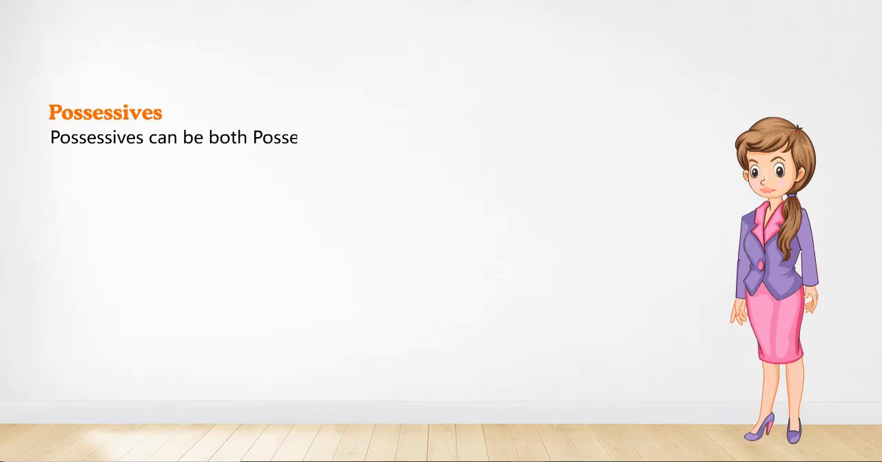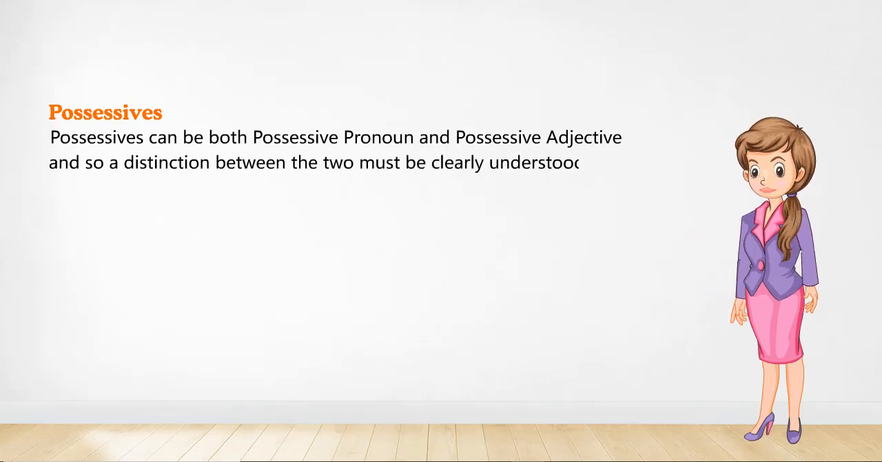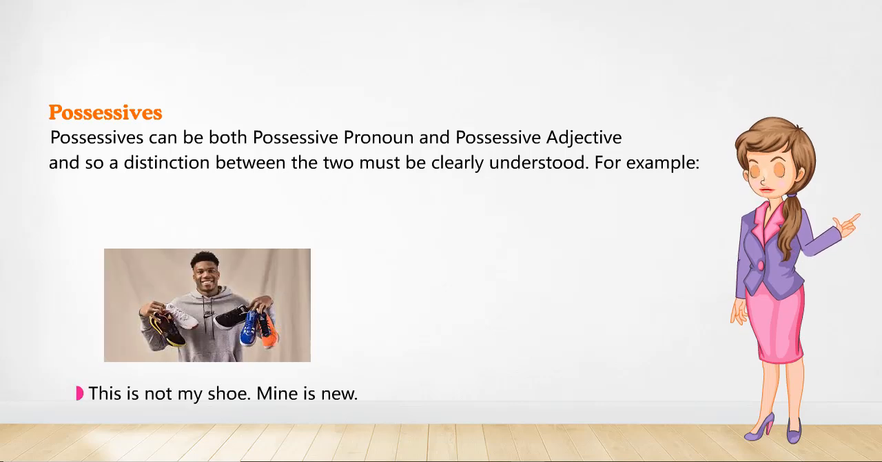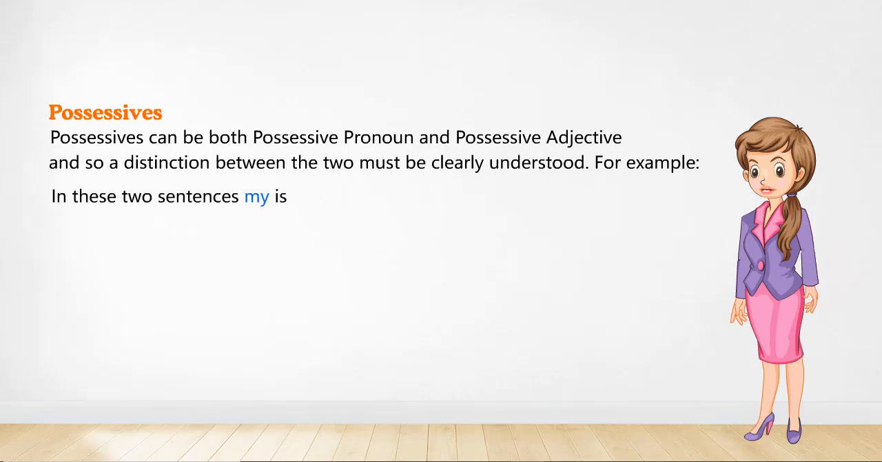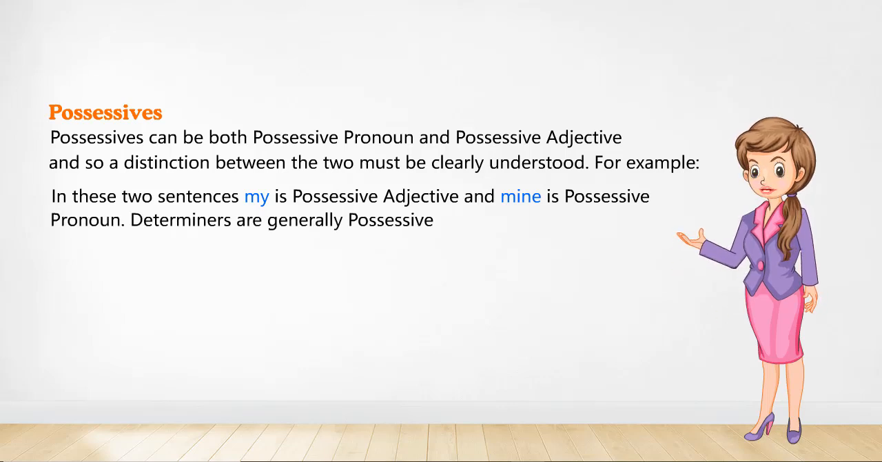Possessives can be both possessive pronoun and possessive adjective, and so a distinction between the two must be clearly understood. For example, this is not my shoe. Mine is new. In these two sentences, my is possessive adjective and mine is possessive pronoun. Determiners are generally possessive adjectives.